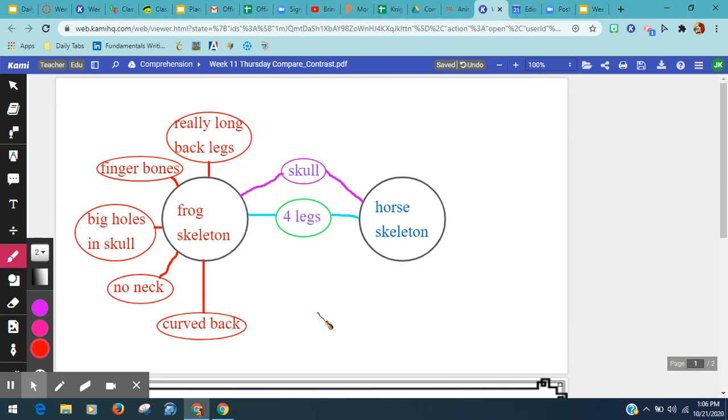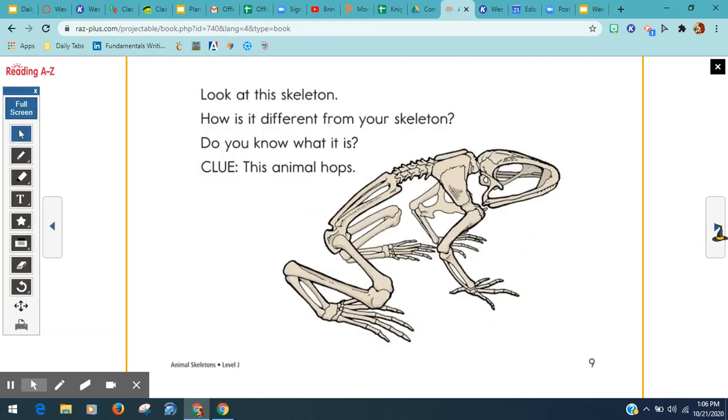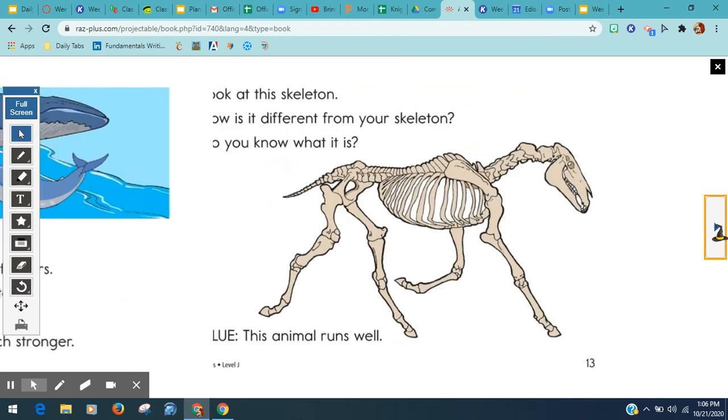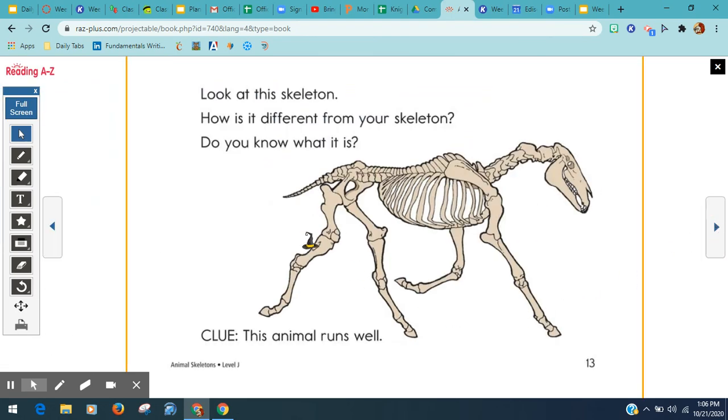Okay, let's say that our frog is pretty much done. Let's move on to our horse skeleton. I'm going to turn to the horse page of my book, and I'm going to take a close look. We already said the horse has 4 legs, but so did the frog, so we put that in the middle. The horse has a skull. We put that in the middle. But one thing that I noticed about the skull was the horse had teeth. The frog didn't. And the horse has little holes for the eye, little eye holes in the skull.